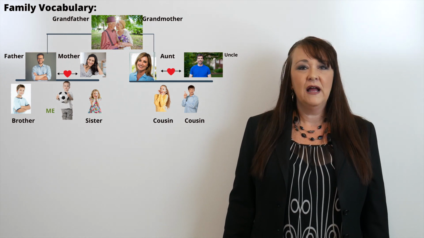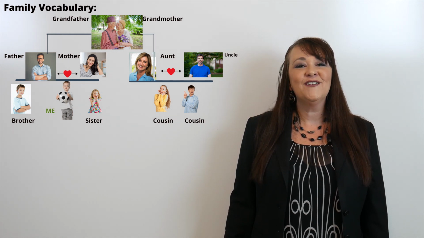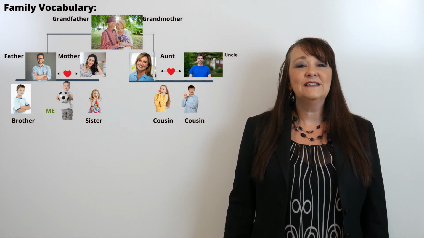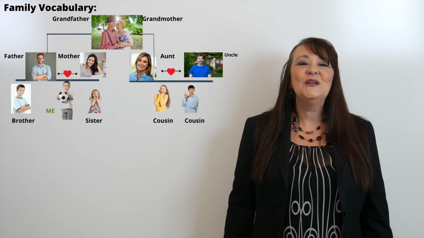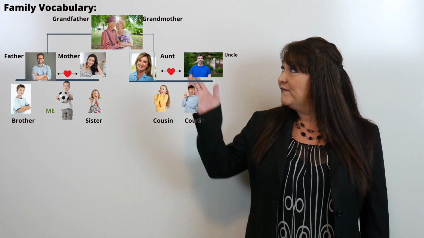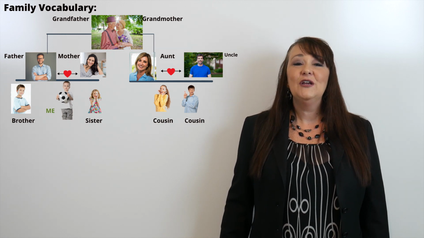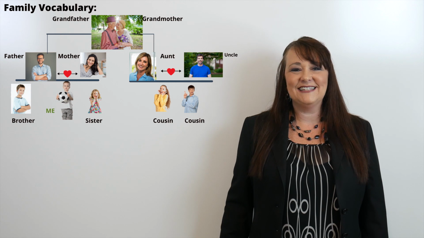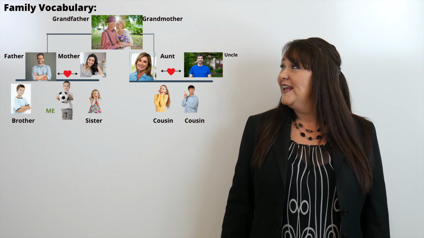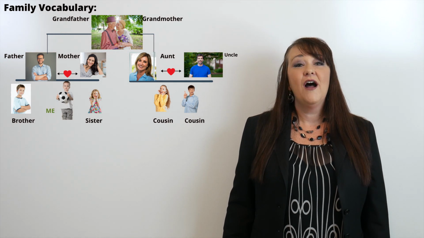The first word is grandfather. You say it, grandfather. The next word is grandmother. You say it, grandmother. Below the family tree, you see a couple more family words. You see the word aunt. You say it, aunt. Then you see the word uncle. You say it, uncle.